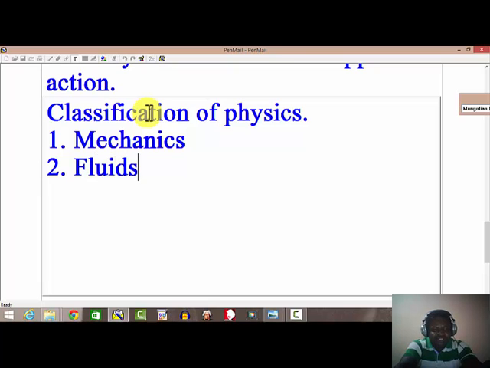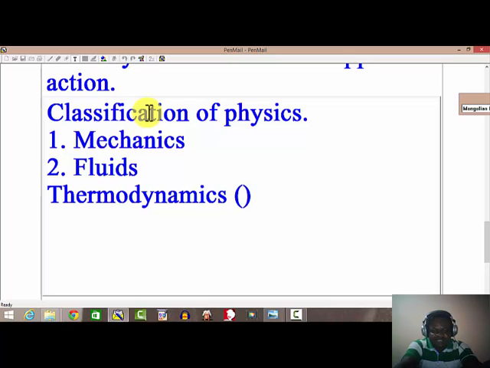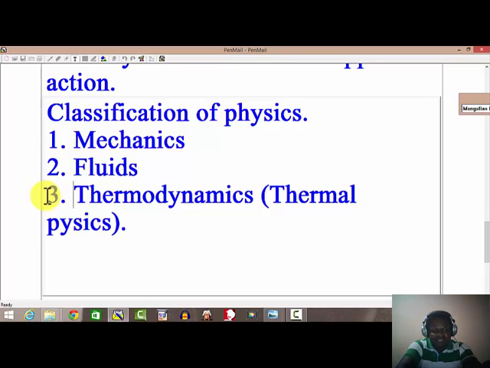Then there is a part where you can study fluids. You already know fluids, liquids. Then there is a part called thermodynamics, which is the part where you study heat, as our nature diagram shows. They also call it thermal physics. Thermal physics. It's nothing but heat. The part where you study heat, that's what it's saying. Forget about the big grammar.